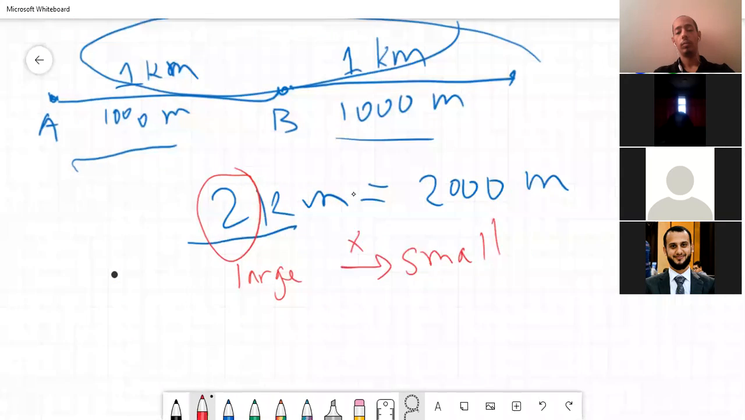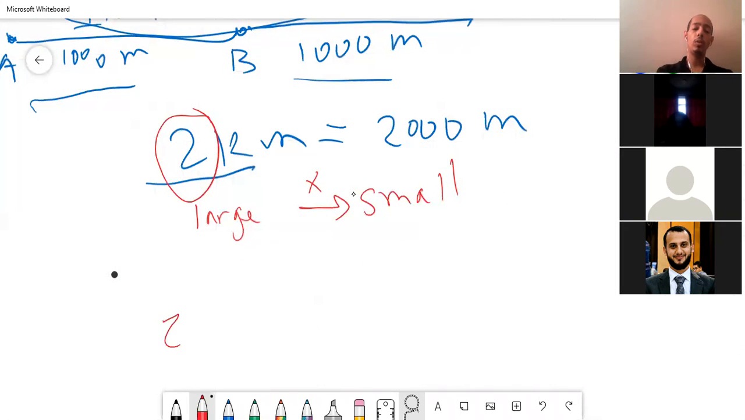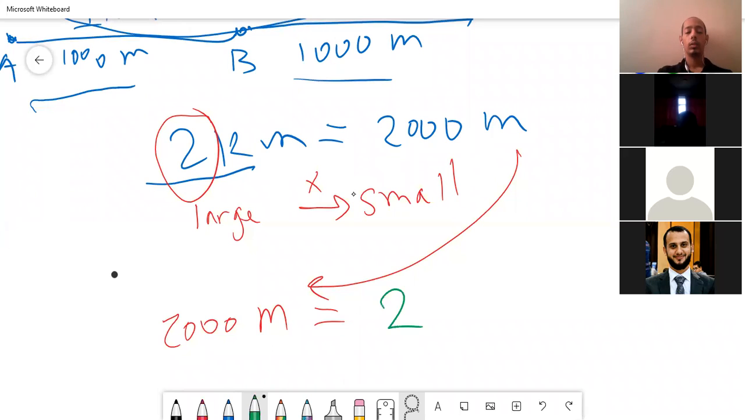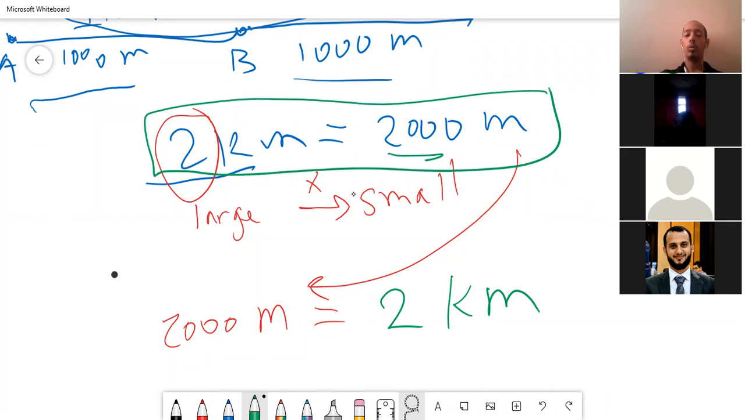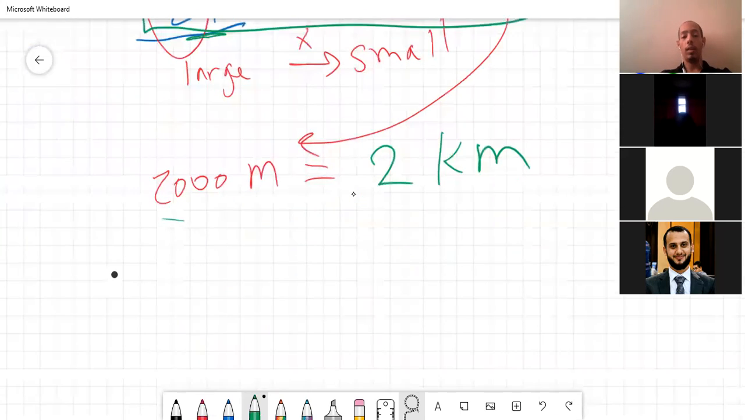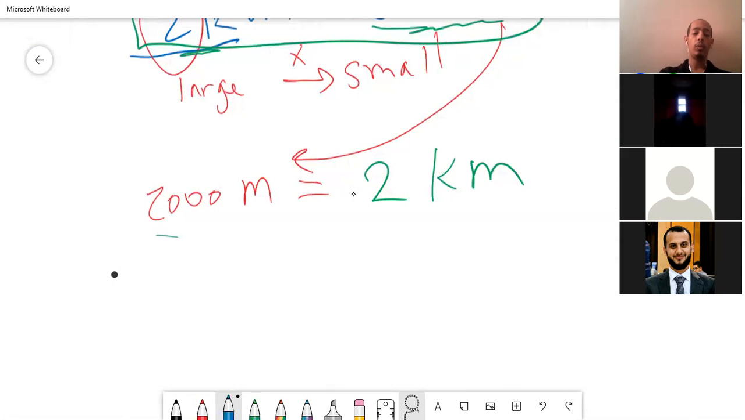If you have 2,000 meters, how many kilometers? 2 kilometers. Here we divide, from small to big. 2,000 meters equal 2 kilometers. In this case, we are changing from the smaller unit to the larger unit.